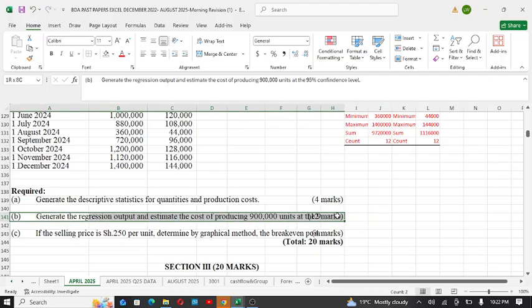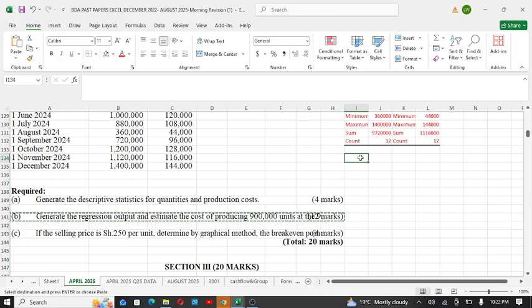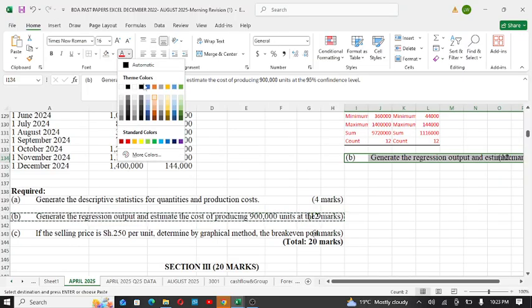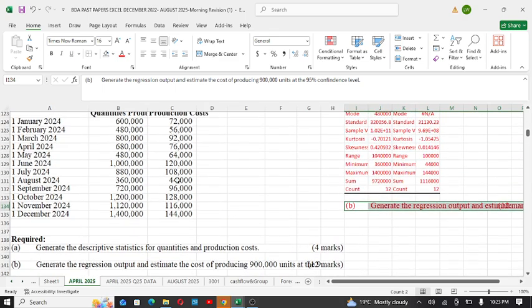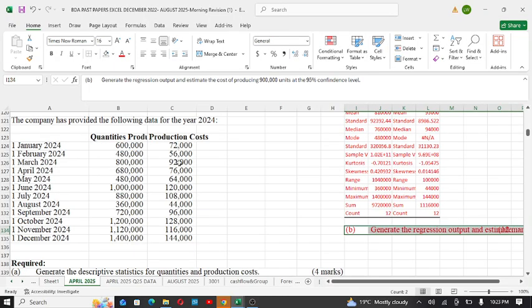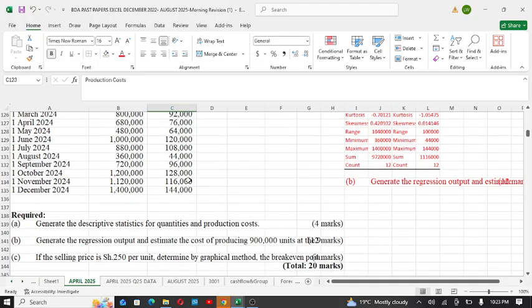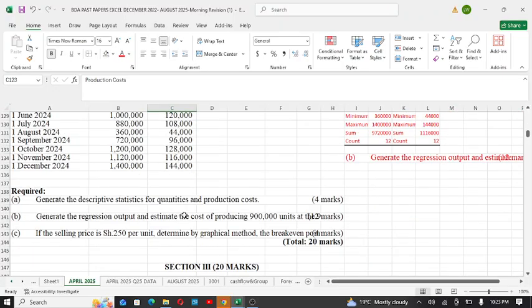Let's look at part B of the question. You are asked to generate the regression output and estimate the cost of producing 900,000 units. Quantities produced, then the production cost of producing 900 units.